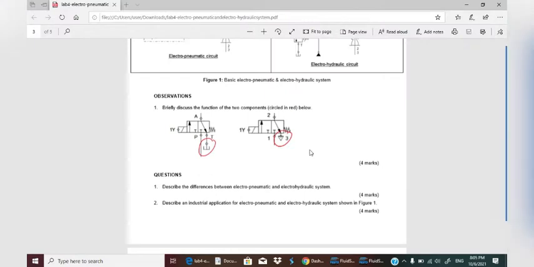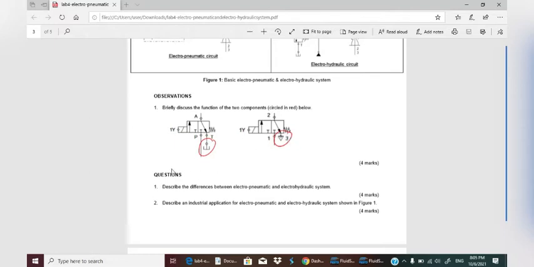For the observation for lab activity 1, briefly discuss the function of the two components circled in red below. The first one is a tank. A tank is a container to hold the fluid required for the supply system. The second one is an air compressor. It converts power into potential energy stored in pressurized air.